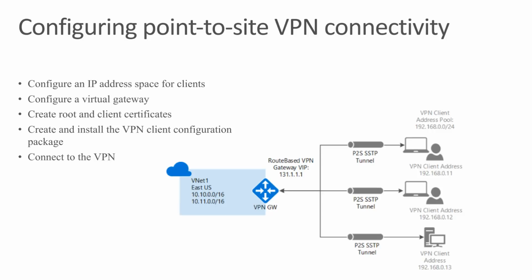Now we'll have a demo on how we do this and we'll walk through the process. You'll get to see it, but these are the high-level steps. You set up a gateway in an address space and then you configure the certificates. From there, Azure will create a package which you can download and use to establish the VPN. You'll get an IP address and you'll now be able to access resources on your Azure network.